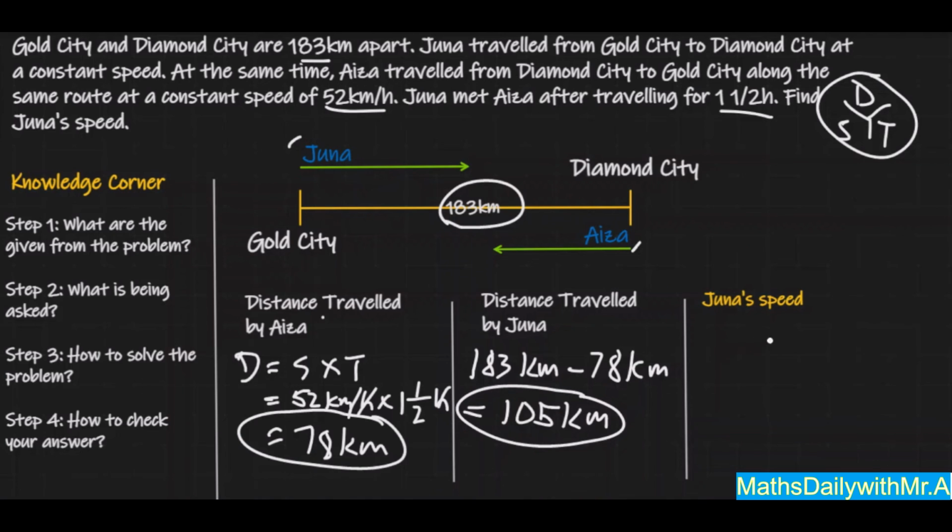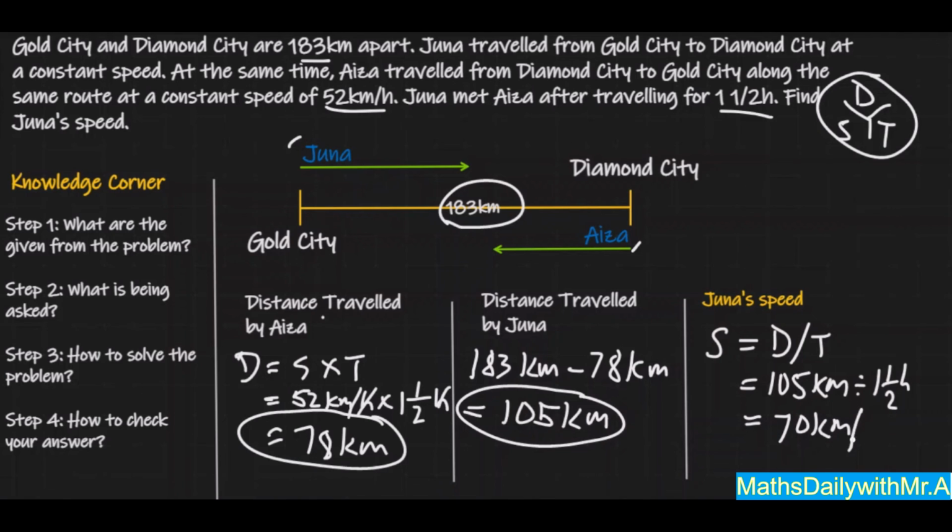And to calculate for the speed, we are going to use the formula speed equals distance divided by time. 105 kilometers divided by 1.5 hours. This will give us 70 kilometers per hour. So there you go. The speed of Juna is 70 kilometers per hour.